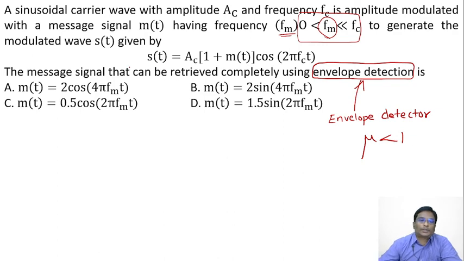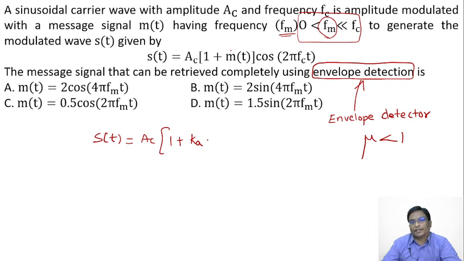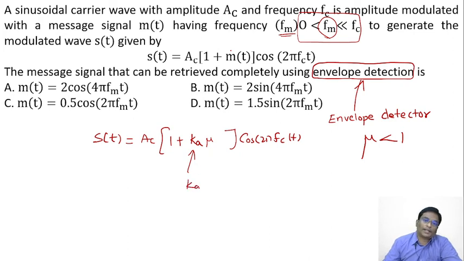You substitute one of these values over here. Actually, this S of t is nothing but AC into 1 plus Ka into M of t, and you know that one, Ka into mu, something into cos of 2 pi FCT we will get here. This Ka is the sensitivity, and mu. We substitute Ka equal to 1 and just try to check this value of mu by substituting all these frequencies.